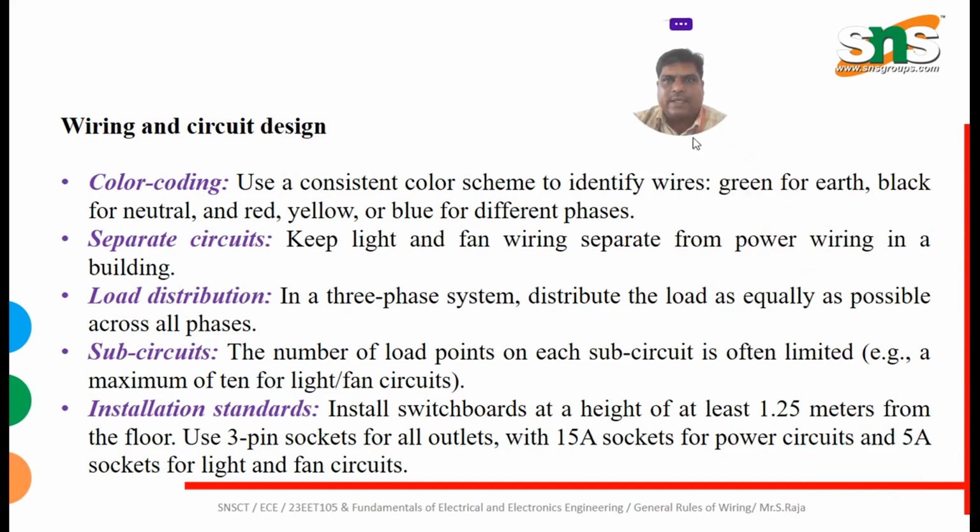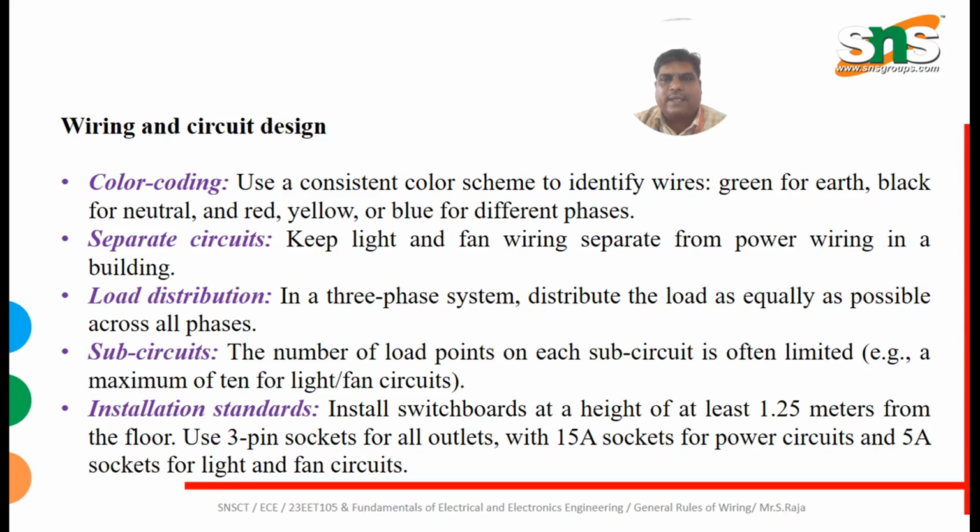Wiring and circuit design. Color coding. Use a consistent color scheme to identify wires, that is green for earth, black for neutral and red, yellow, blue for different phases. Separate circuits. Keep light and fan wiring separate from power wiring in a building. Load distribution. In a three-phase system, distribute the load as equally as possible across all phases. Sub-circuits. The number of load points on each circuit is often limited, for example, a 10 for light and fan circuit.